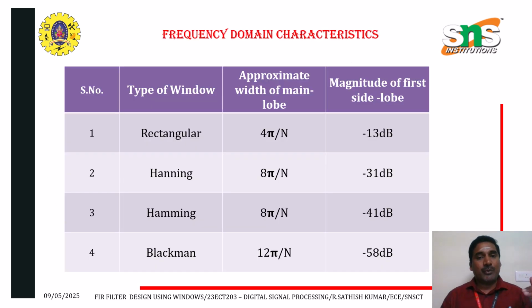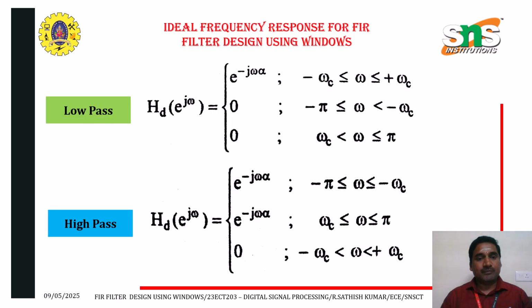Now we can see the frequency domain characteristics of all the window techniques. Rectangular window: the width of the main lobe is 4 pi by N. The first side lobe is minus 13 dB. For Hamming window, the width of the main lobe is 8 pi by N. Magnitude of first side lobe is minus 31 dB. For Hamming window, 8 pi by N. The magnitude of first side lobe is minus 41 dB. In Blackman window, the width of the main lobe is 12 pi by N. The magnitude of first side lobe is minus 58 dB.